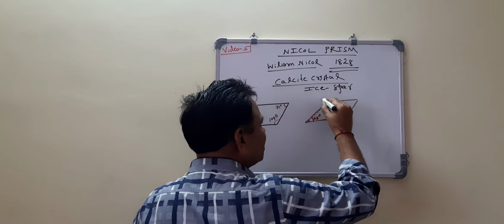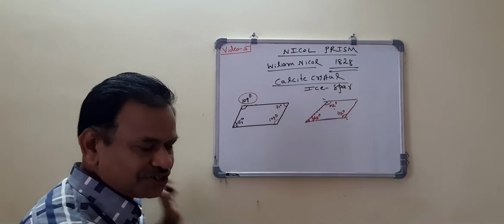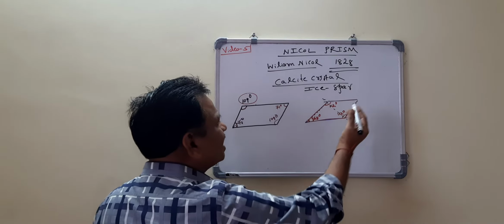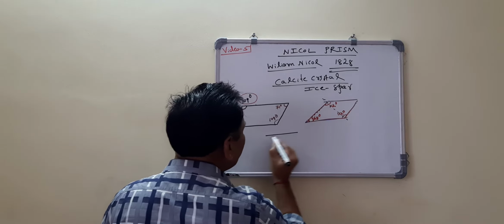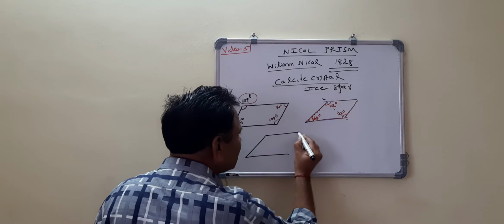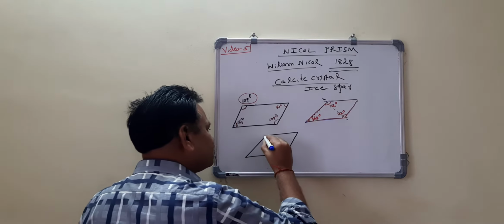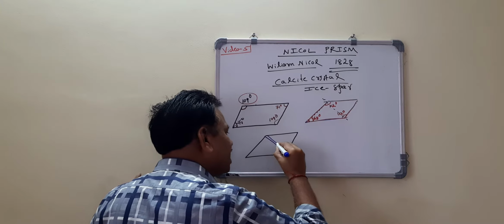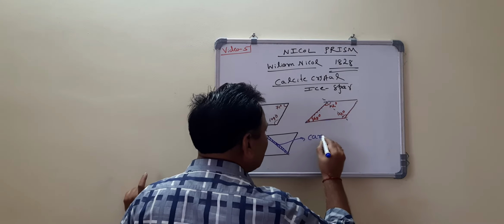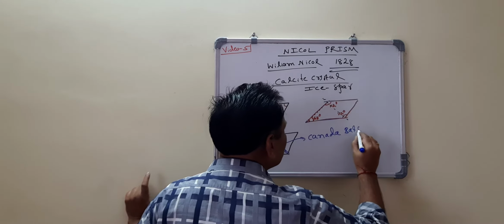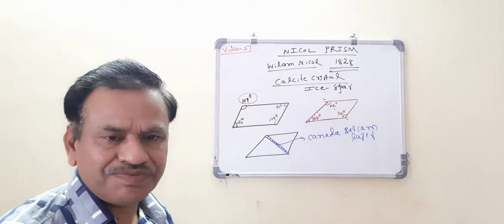Diagonally he will cut it, like this, and separate it. After cutting, again he will paste it by using one Canada balsam layer. You see, cut it and then paste it using this layer. It is called a Canada balsam layer. It is an adhesive material, just like a gum.